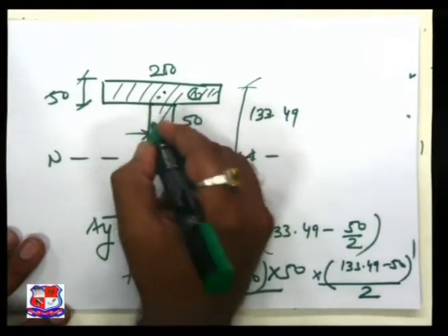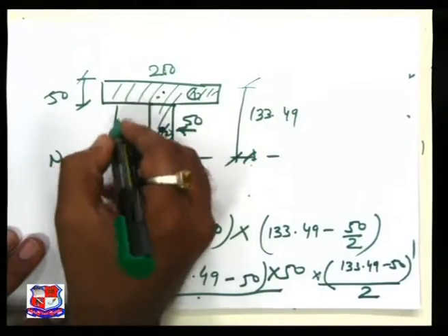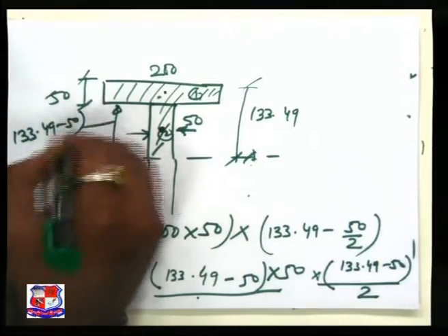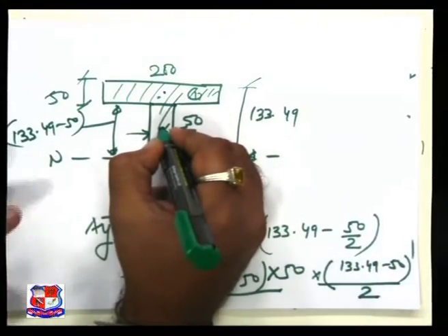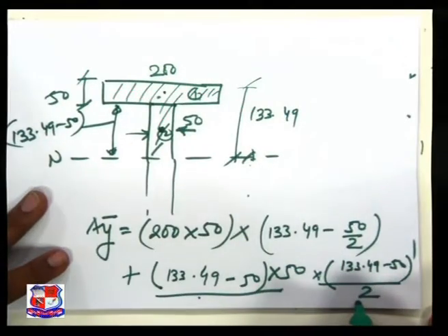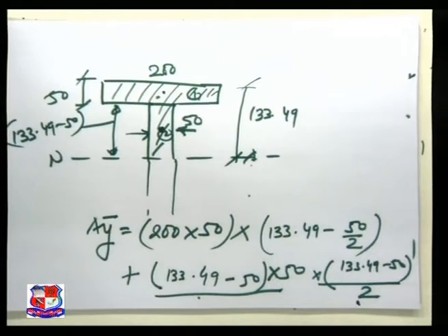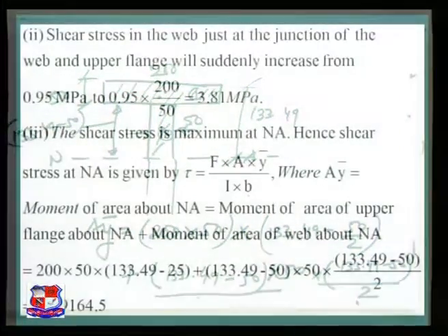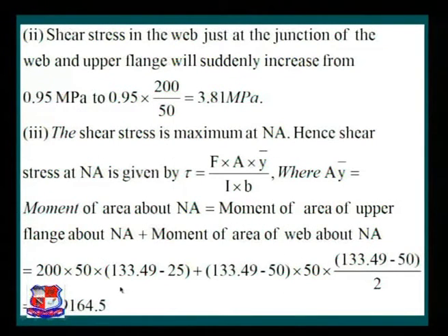CG is over here. The distance available with us is 133.49 minus 50. So the CG is at the center, half of the distance, we have to compute for y bar. The same thing has been taken on this PPT. So now by solving this, we achieve A y bar equal to 1259164.5, the value of A y bar in terms of millimeter raised to 3.